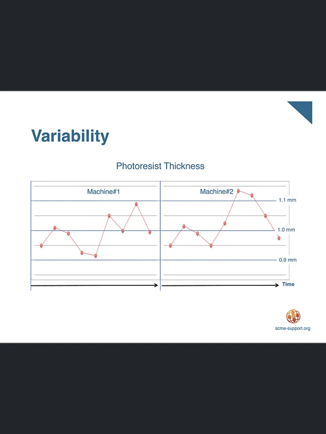Is the process variation over time the same for each piece of equipment? How would you describe the variability of machine 2 compared to machine 1? Higher, lower, or about the same? The correct answer is that the variability is about the same for the first 5 data points, after which machine 2's variability increases considerably for the next 2 points.